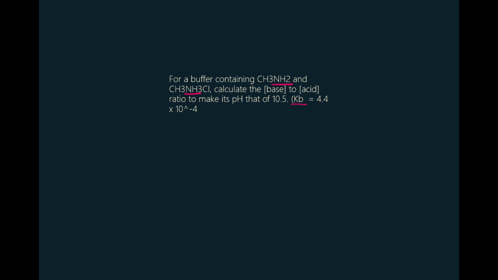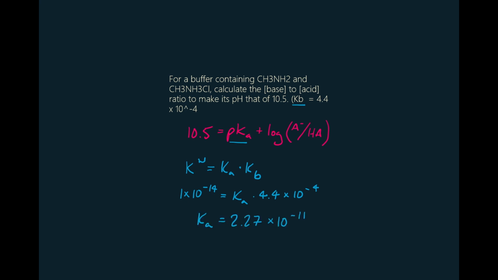The one with the less hydrogen is our base, and the one with the extra hydrogen is our acid. From here, we'll use the normal HH equation, and right off the bat, we know our pH is 10.5. But we also need to convert this Kb to a pKa. First, we'll convert the Kb to a Ka, where Kw is always 1 times 10 to the negative 14. We'll plug in our Kb to solve for Ka, like so.